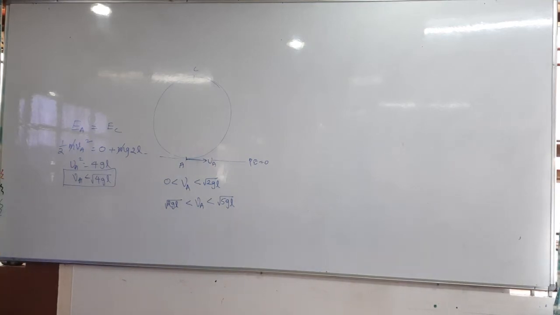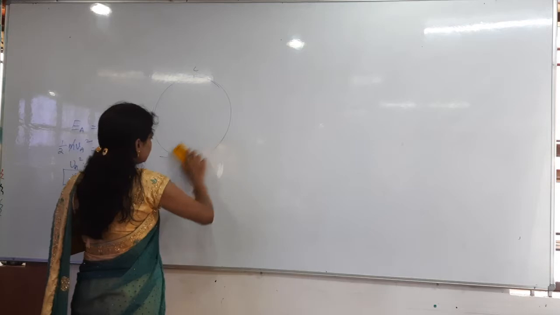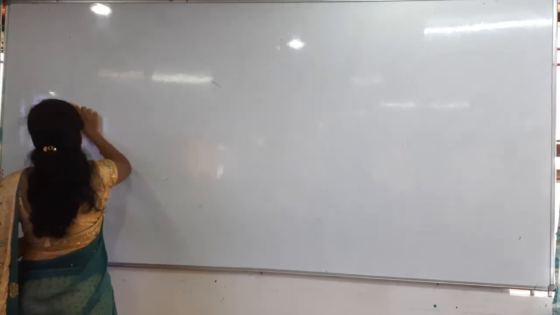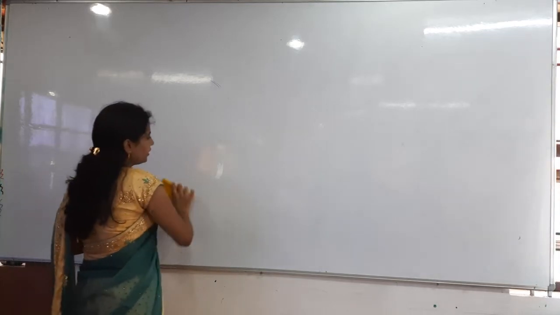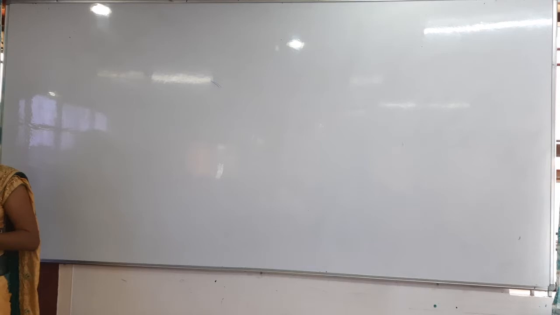Write a problem next. Find the minimum velocity required to give to the massless rod at its mean position to complete the VCM.